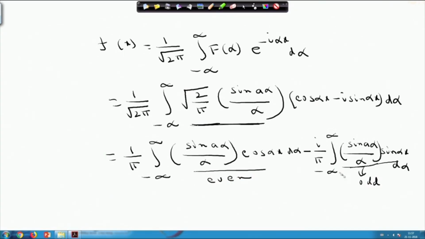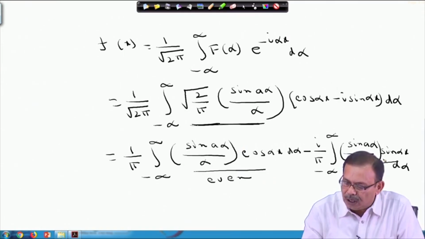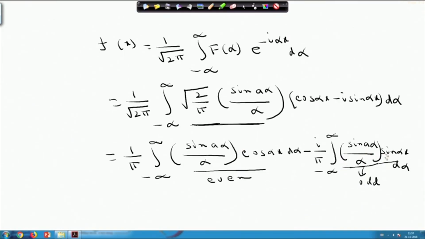So, therefore, this second integral will vanish since the integrand is an odd function, and the first integral we can write down 0 to infinity, 2 into 0 to infinity, because this is an even function. So, from the properties of the definite integral, the second integral will vanish because this is an odd function, and the first one you can write down 2 by pi, minus infinity to infinity, sin of a alpha by alpha into cos of alpha x into d alpha.